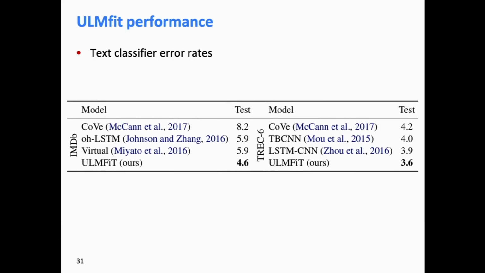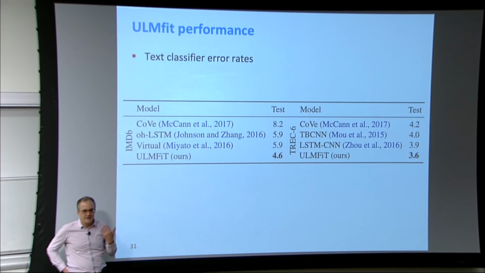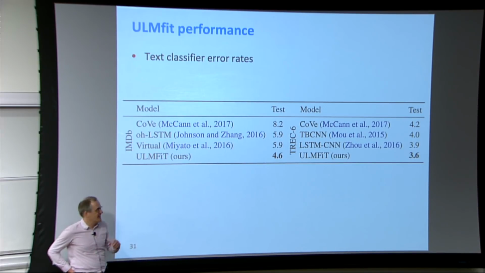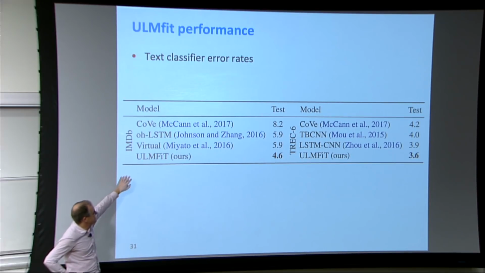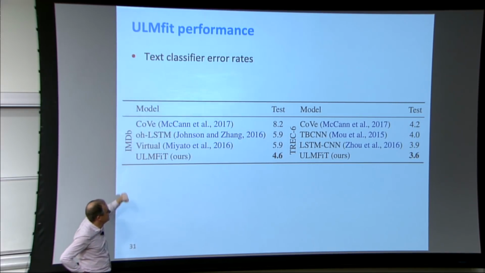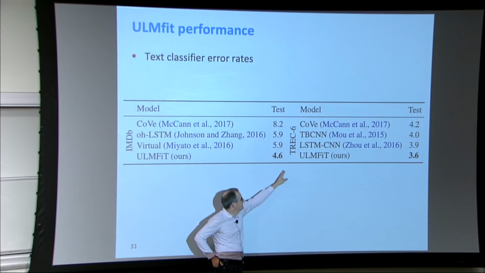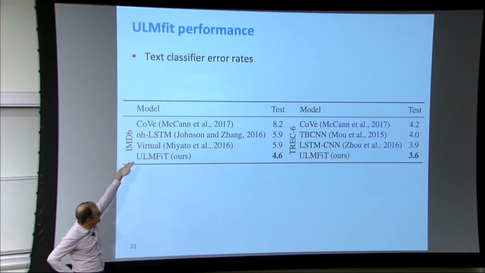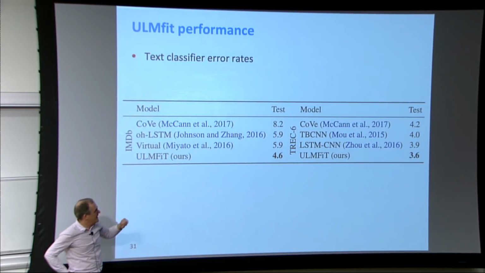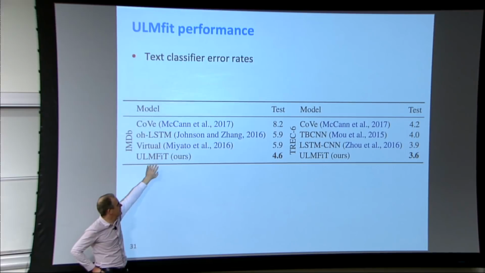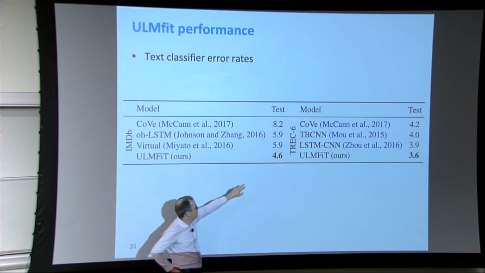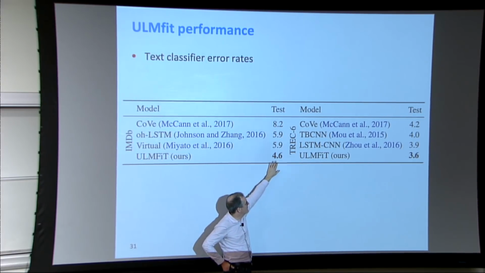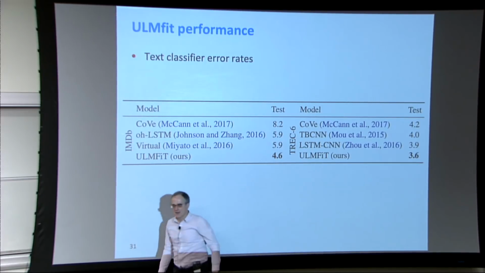But what they were able to show, again, was that making use of this language model pre-training was a very effective way to improve performance, this time for text classification. So these are text classification data sets. IMDb is for sentiment. TREC is for topical text classification. And again, there are preceding systems that other people have developed, and they're showing that by making use of this language model pre-training, they're able to significantly improve on the state of the art. So these are error rates, so low is good.